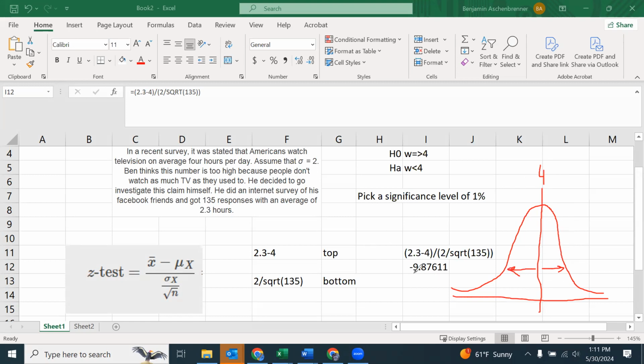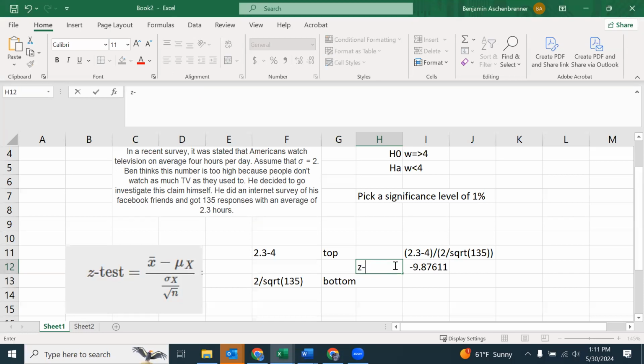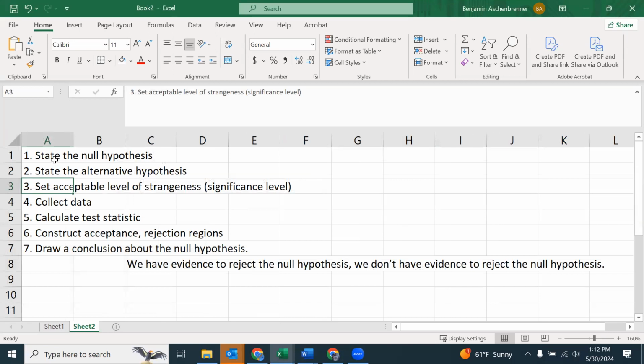And so what's happened here is I've gotten a really low z-score. This is called my z-test. And I'm ready to conclude kind of right now, but I'll walk through the steps, and then I'll redo this so that it gets more interesting. So this number is kind of the first step, right? Let's go back here. I've gotten my null hypothesis, the alternative hypothesis. I've set the level of strangeness.